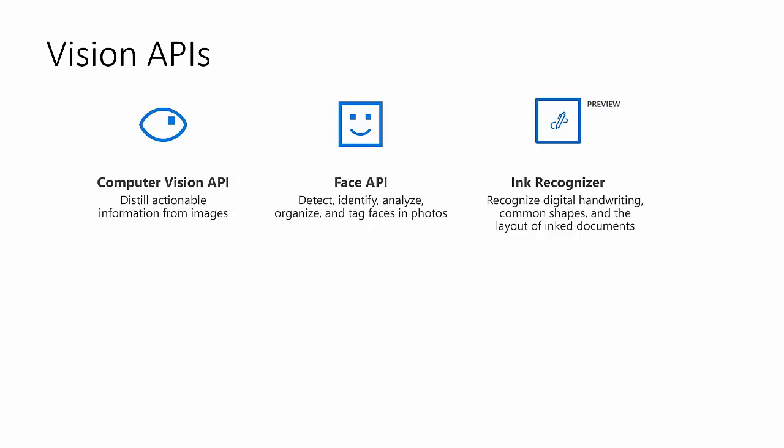Ink Recognizer is again a new service that was announced as part of Build. It's in preview mode. This API can recognize digital handwriting. Nowadays we sign a lot of parcels or take a lot of notes digitally, and what Ink Recognizer can do is recognize the information that is keyed in from those images, and then expose that information as JSON.